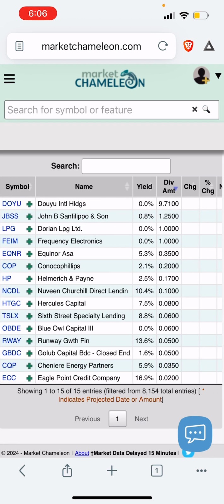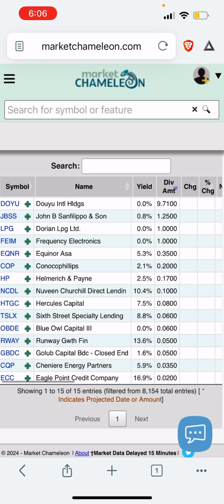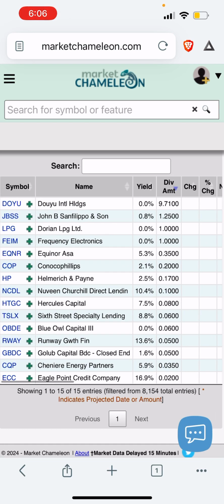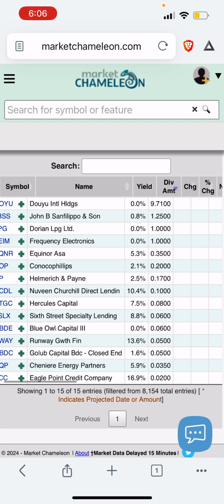But look what it says. It says Doyo International Holdings. The yield itself is 0% because they're not paying dividend. That's the key. So if you just sort dividends every day or every week, and you sort by highest yield or stuff like that, you would never find it. But this one pays $9.7. How crazy is this?